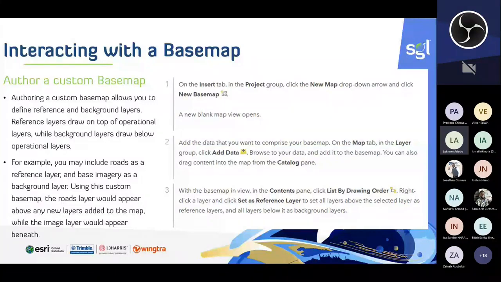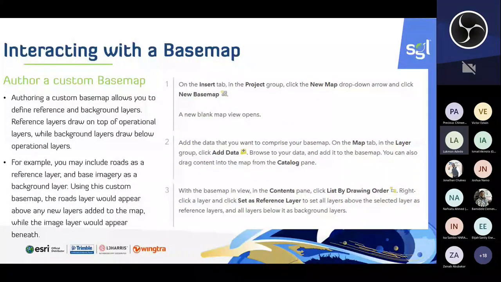So, for example, you may want to include roads as a reference layer, or imagery as a background layer. Using this custom base map action, you can create the road layer, and it will appear above the new layers added to the map, while the image layer will appear beneath. This is like you are customizing a base map to your taste. You have a predefined type of base map you want to use, so you can just select the base layer and customize it to suit your need.